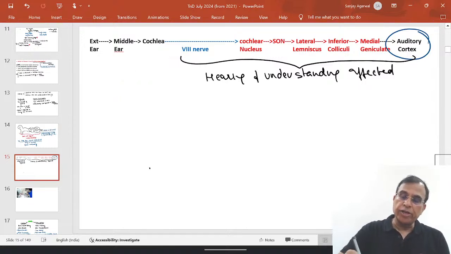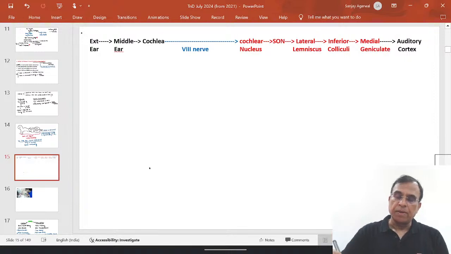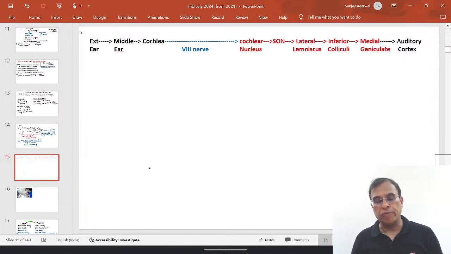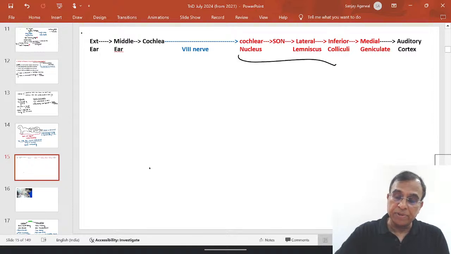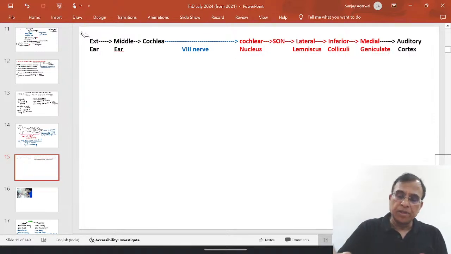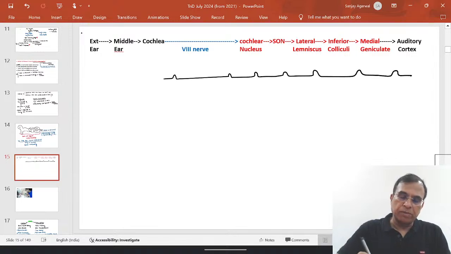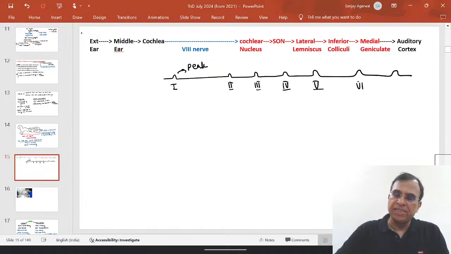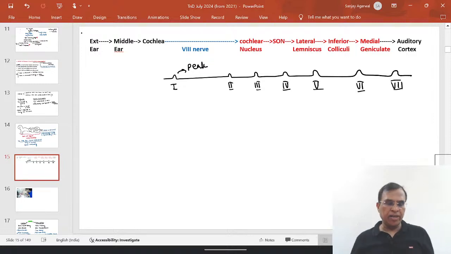Now, when you do BERA, BERA means brainstem evoked response audiometry. So, BERA is about the brainstem. This part is the brainstem. When we do a BERA, we get a graph which is like this. BERA has many peaks which are numbered: peak 1, peak 2, peak 3, peak 4, peak 5, 6 and 7. So, ideally a BERA graph will have 7 peaks.